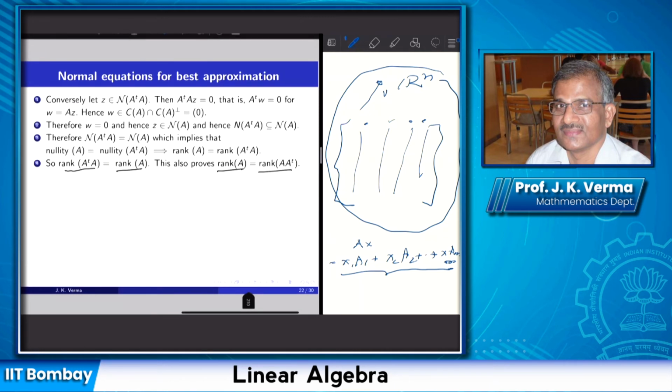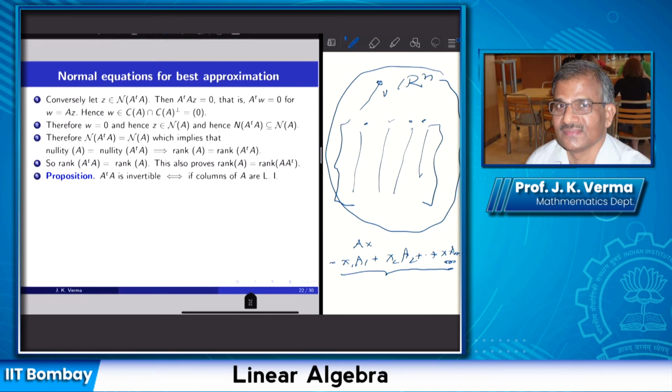A transpose A is a nice matrix. It is symmetric. So starting with a very random matrix, we have produced another matrix which is symmetric, and its rank is the same as the rank of A. This we will see later. This idea is very useful.